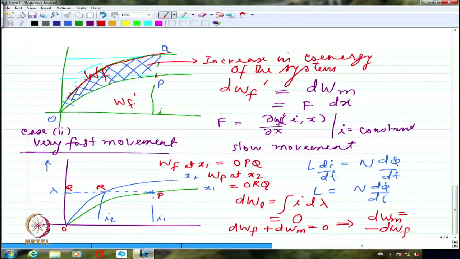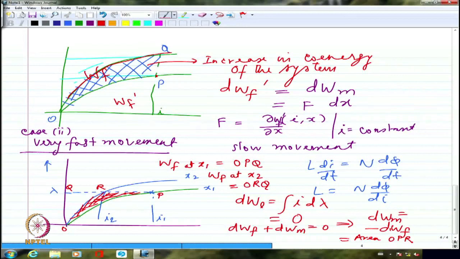So I am having a reduction in the field energy, and the reduction in the field energy is this shaded area. This is what is the reduction in the field energy, right, which is OPR. So this should be actually equal to area OPR in the graph.